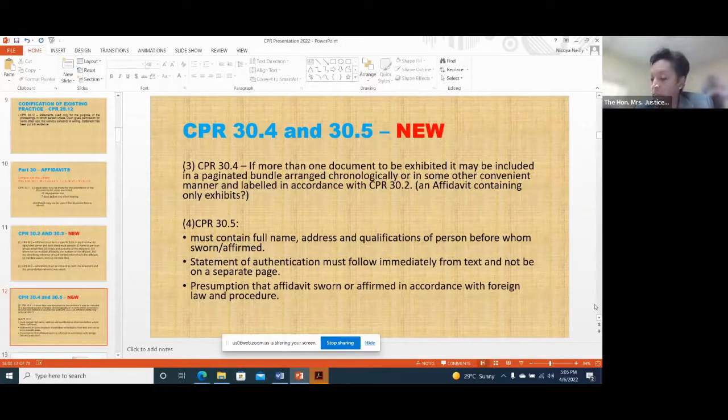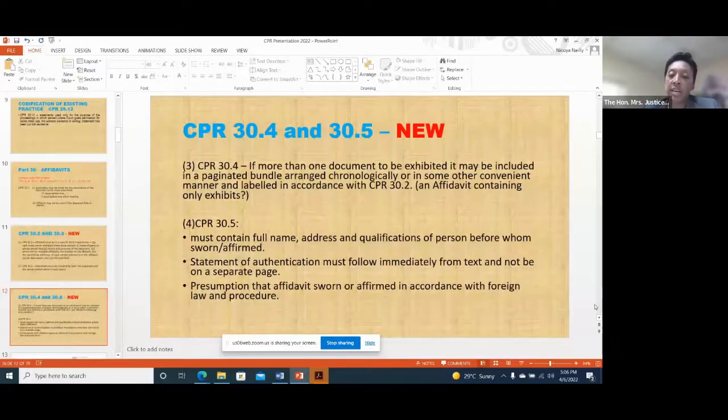30.5, the affidavit must contain the full name, address, and qualifications of the person before whom it is sworn or affirmed. That is new. The statement of authentication must follow immediately from the text and not be on a separate page. I must say at this point, we do see from time to time where the authentication is on a separate page all by itself. And in fairness, sometimes it may not have been able to fit, but what this is saying is that you're going to need to carry over some of the body of the affidavit, so that the authentication is not on its own on a separate page.